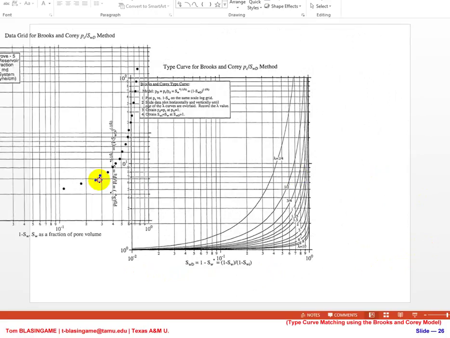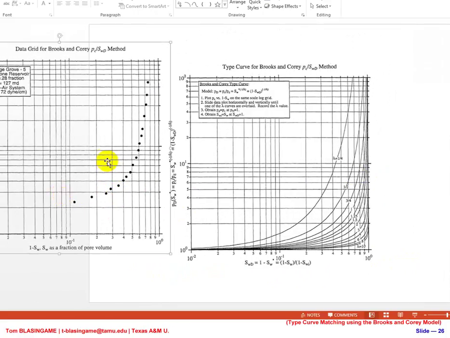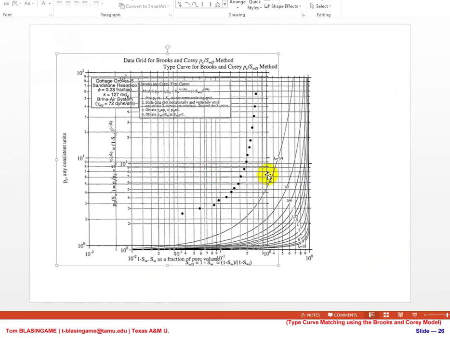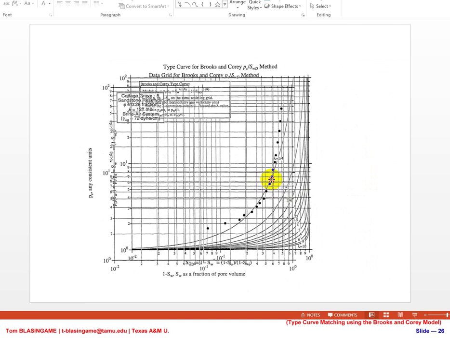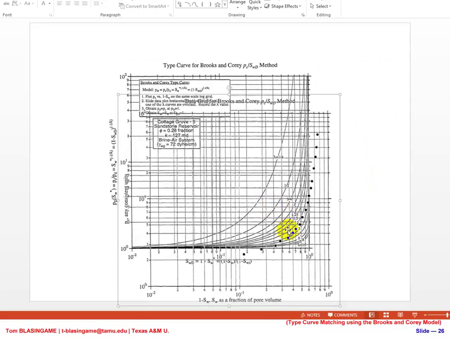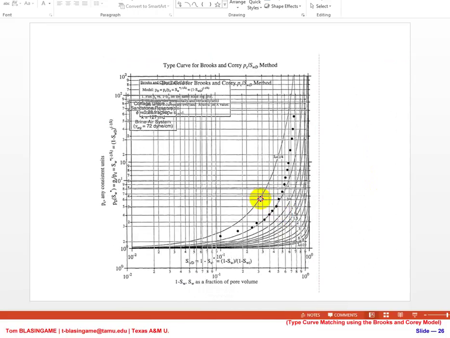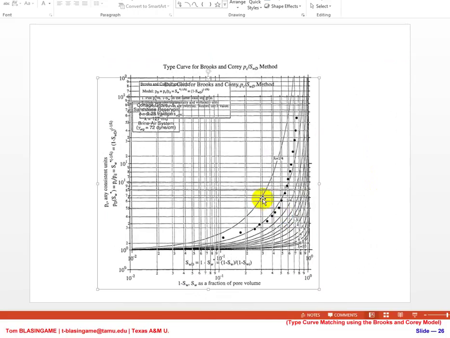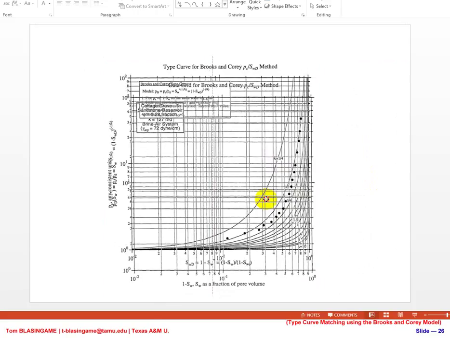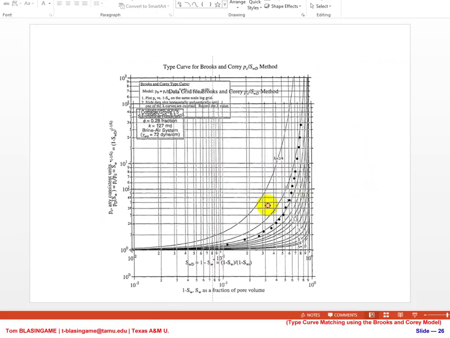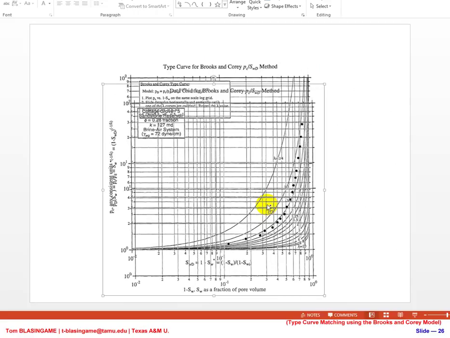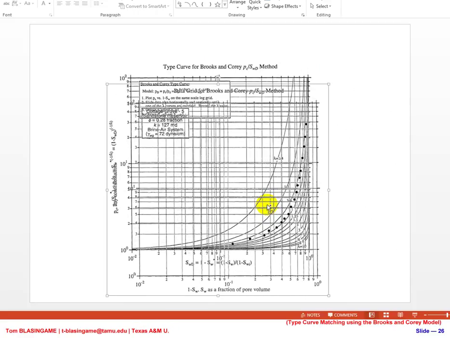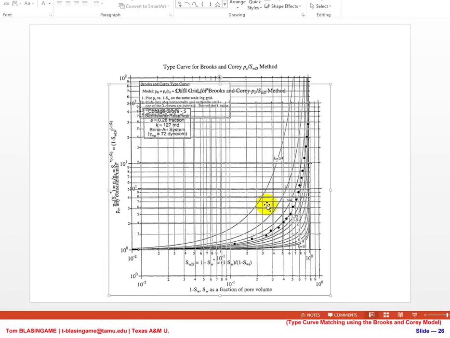Okay. Somebody tell me how to match this data set on top of this type curve. What do I do? Where does it fit? Does it fit there? No. Does it fit here? No. Where does it fit? Cam? Does it fit there? How about right? How about right there?